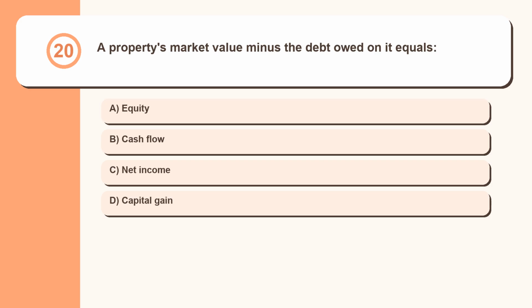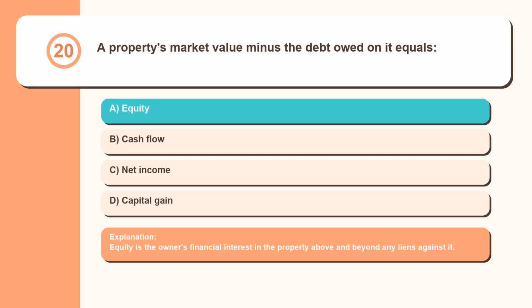Question 20. A property's market value minus the debt owed on it equals equity, cash flow, net income, capital gain. Equity is the owner's financial interest in the property above and beyond any liens against it.